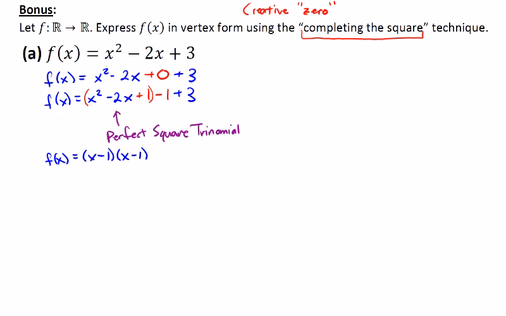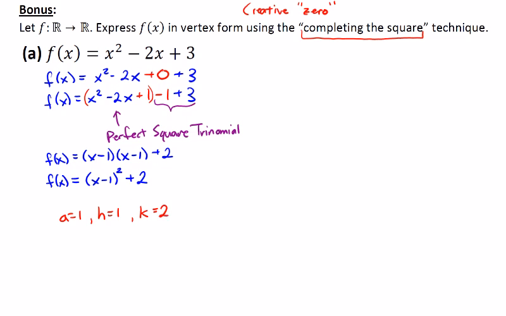Outside of the grouping symbol, I still have -1 plus 3, which are just constants. There's no variable involved at all. Combine them together and you have +2. Now because you have the same factor here twice, you can simply write it as x minus 1 squared plus 2. And if we've done this correctly, we should be able to identify a, h, and k. a would be 1, h would be 1, and k would be 2.